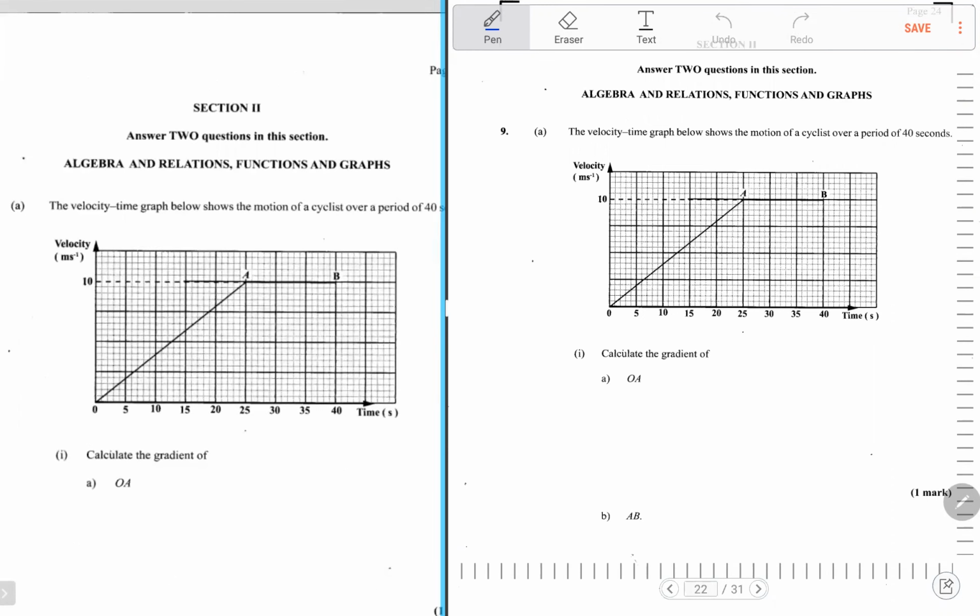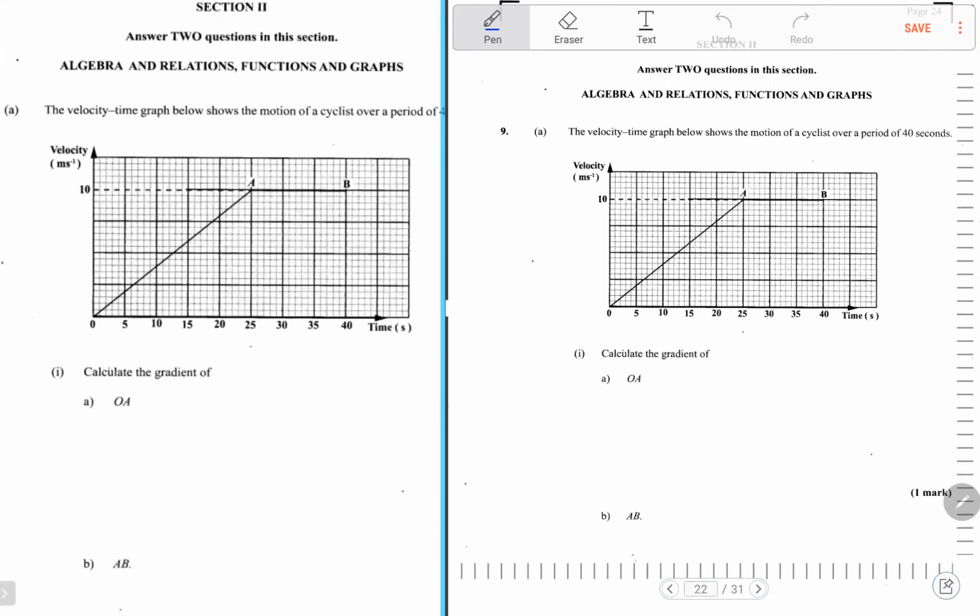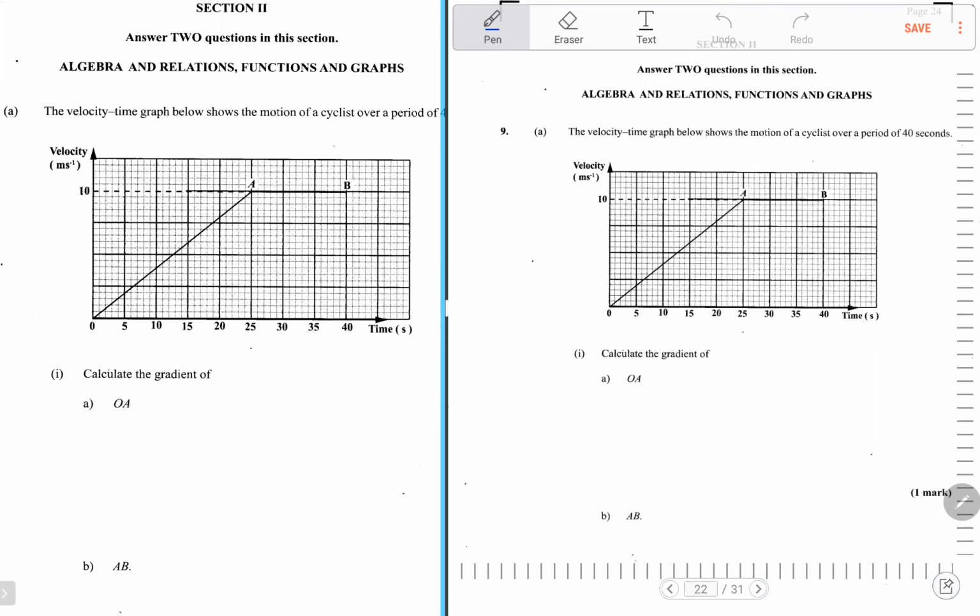All right, so it says the velocity time graph shows the motion of a cyclist over a period of 40 seconds. It says calculate the gradient of OA. Now remember, gradient is acceleration. So the gradient of OA is really the acceleration. So you can say acceleration on the OA segment is rise over run.